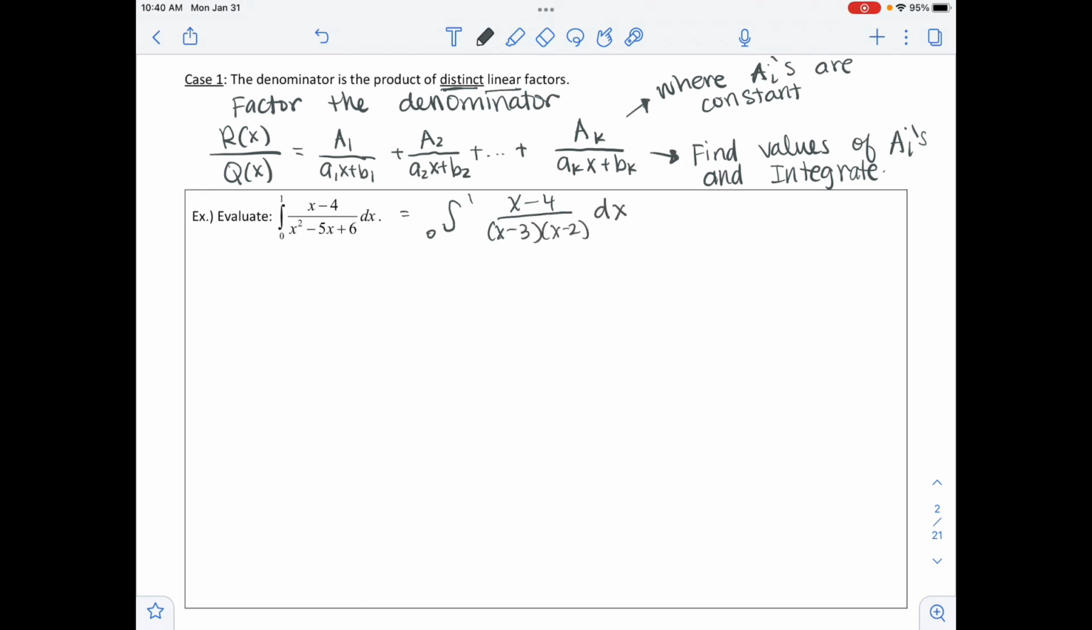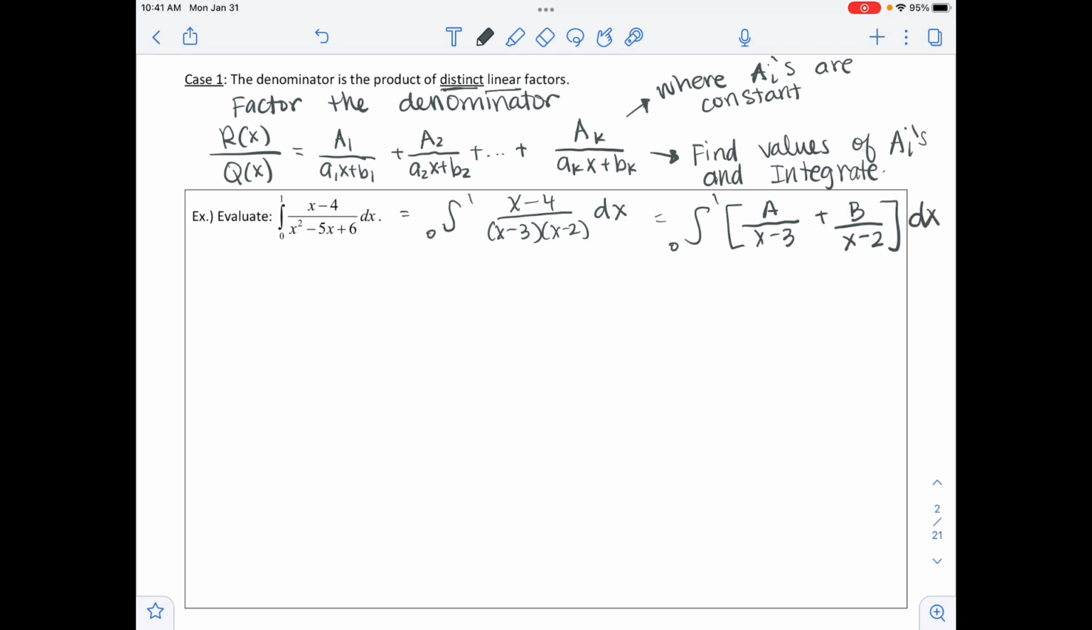Then dx. And so what we're going to do is rewrite this as two fractions. So we have the integral from 0 to 1 of, and like I have up above in case 1 definition, I'm going to rewrite this as A over x minus 3 plus, and instead of saying a sub 1, a sub 2, which you definitely can, I'm going to just use capital A and capital B in the numerator, and over x minus 2, and then dx.